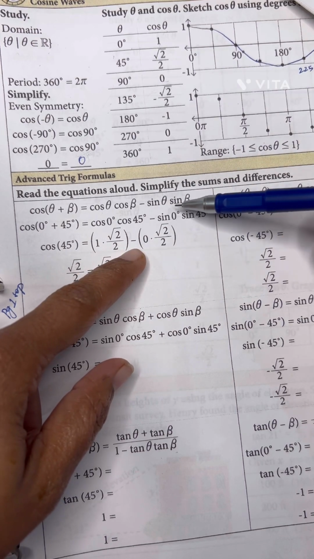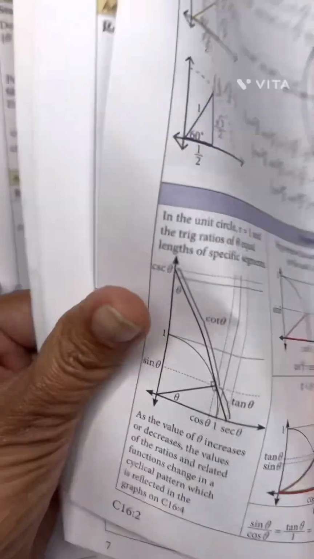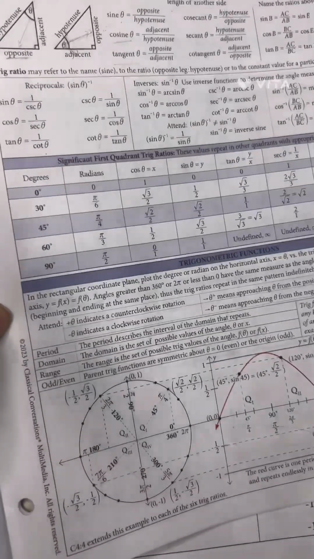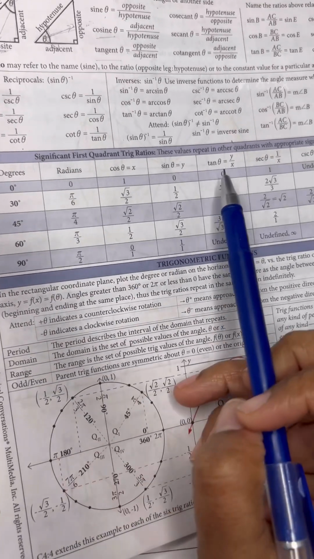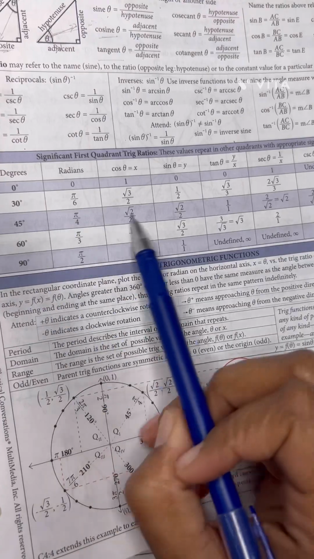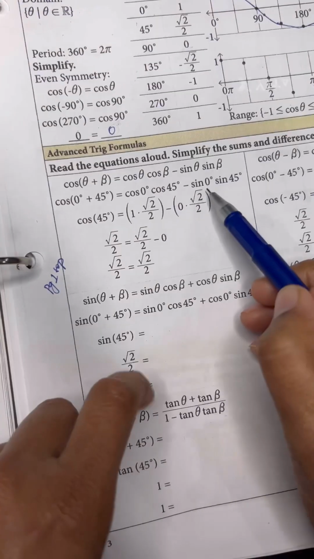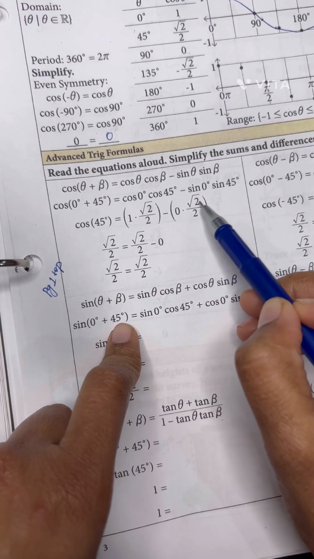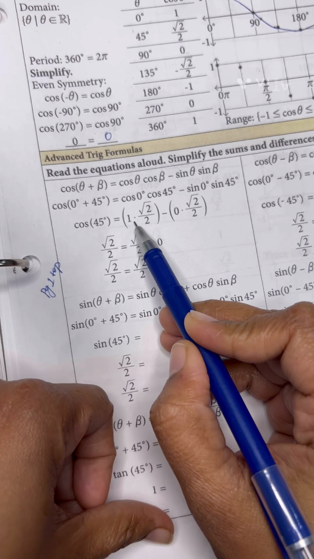Minus, now you're solving for the sine part of it, your sine 0. So remember, you can flip the pages back, or you can just go to chart 1, where you have your sine values. Your sine 0 is 0, and your sine 45 is square root of 2 over 2. So I'm just going to substitute that here: 0 times square root of 2 over 2. Let's solve for what's inside the parentheses.